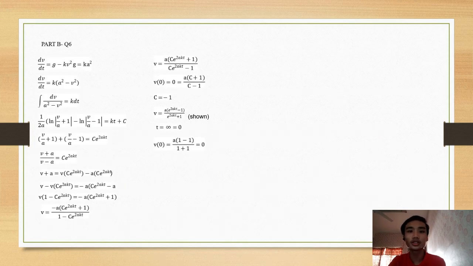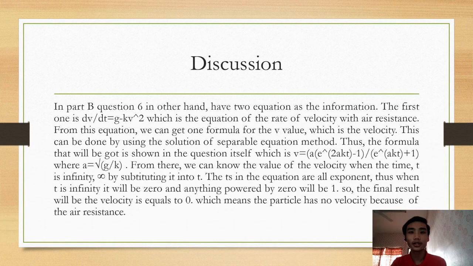So all we need to do is to substitute the infinity, and if t is infinity, we can note it as 0, and if we substitute it into the t in the formula, it will become 1, because anything with the power of 0 will be 1. If we simplify it, the value of v is 0, which means the velocity of the particle is 0 and it does not move.